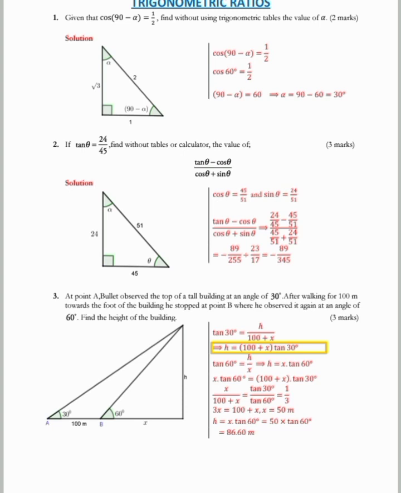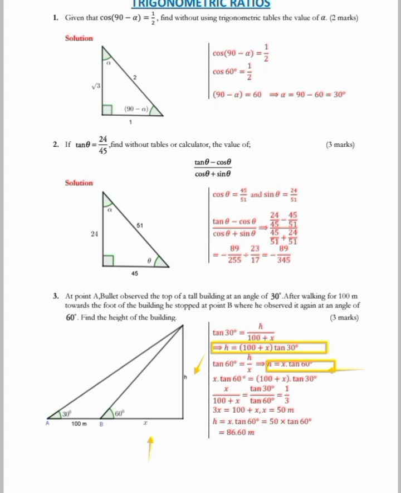Again, we can use tan 60 degrees. Tan 60 degrees is equivalent to opposite, which is h, over adjacent, which is x. So tan 60 degrees gives us h over x. Making h the subject of the formula, h will be equal to x tan 60 degrees.